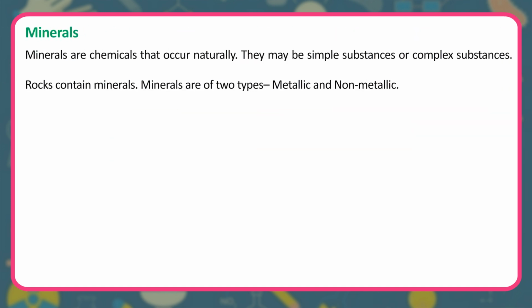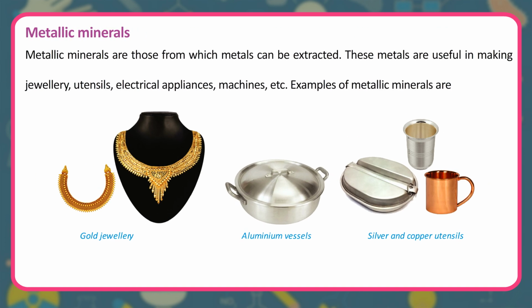Minerals. Minerals are chemicals that occur naturally. They may be simple substances or complex substances. Rocks contain minerals. Minerals are of two types: metallic and non-metallic. Metallic minerals. Metallic minerals are those from which metals can be extracted. These metals are useful in making jewelry, utensils, electrical appliances, machines, etc. Examples of metallic minerals are gold jewelry, aluminium vessels, silver and copper utensils.